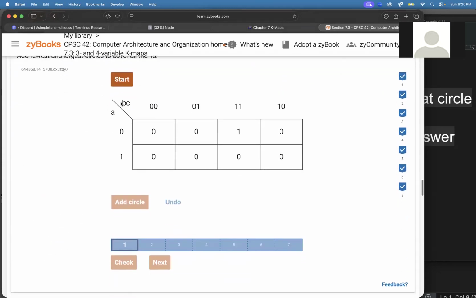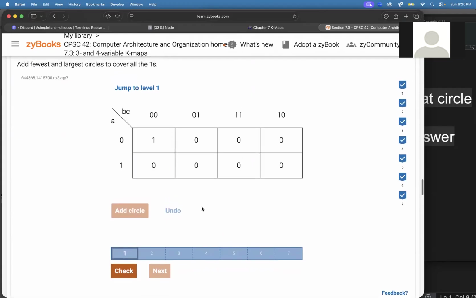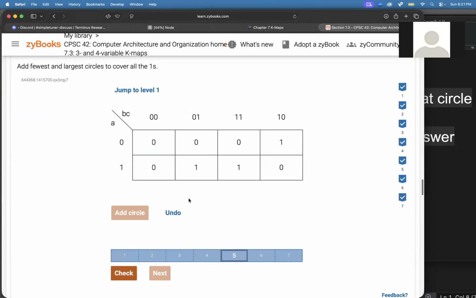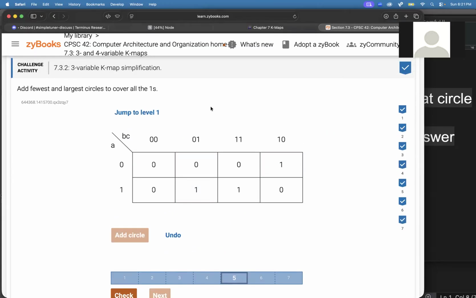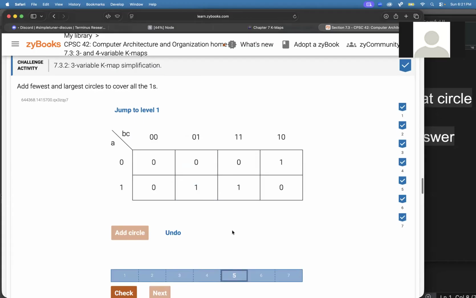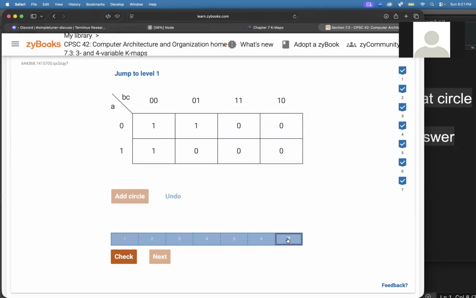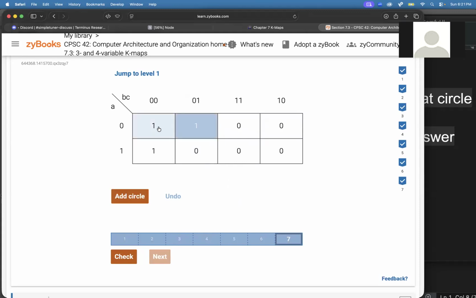All righty, let's go down here. Fewest and largest circles, they just want us to circle things again. So one, add circle. Skip to number 3. This and this can be in the same circle. Let's go to number 5. These two can be circled together, and then this is the only other one, so it ends up in a circle by itself. Let's go to number 7. These two can be circled.